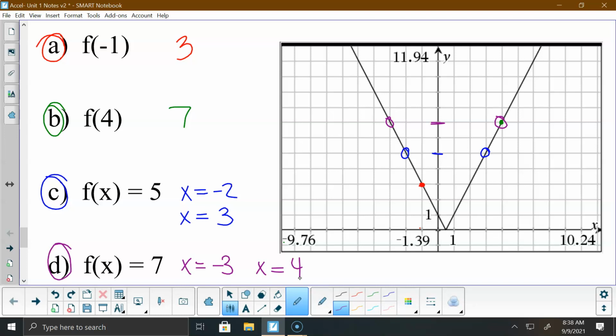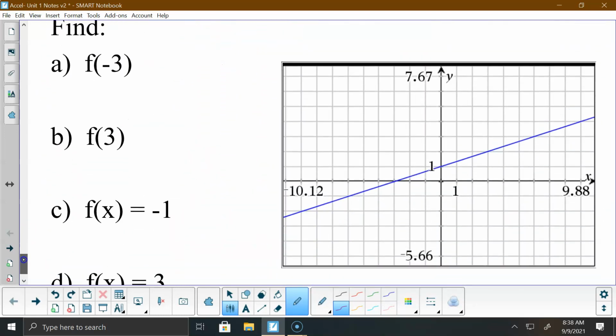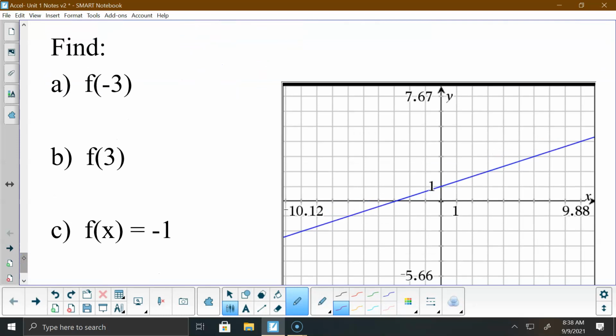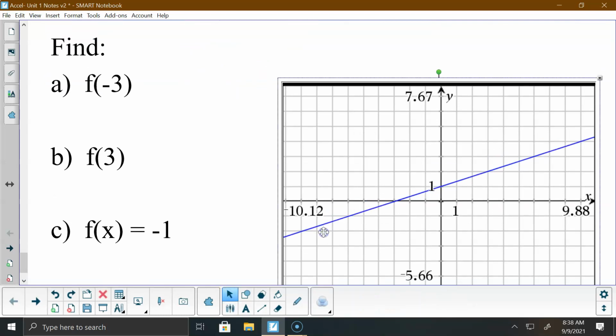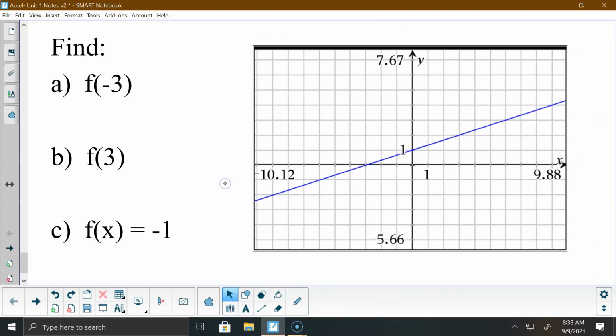All right? Now, for our last little example, I just say we do A, B, and C. I'll move this up just a little bit. Do you guys want to try that with your neighbors?